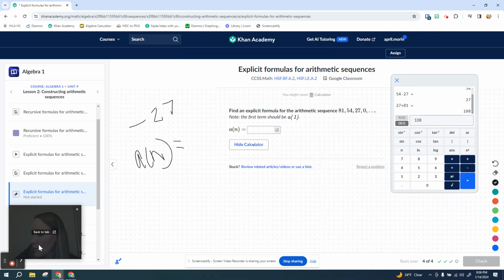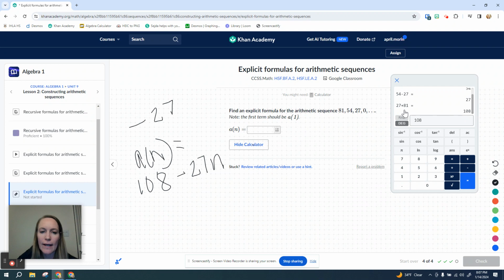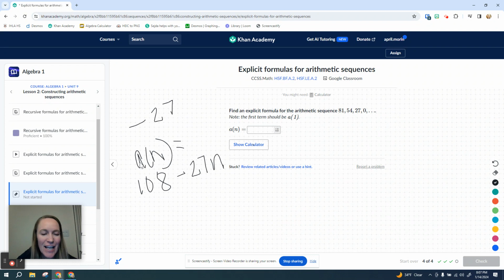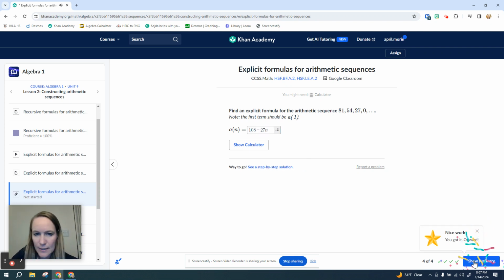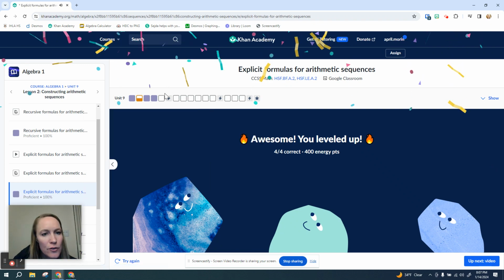108 here. I'm going to do 108 minus 27n. That way, if I plug in a of 1, I get 108 minus 27, which equals 81. So I'm going to see if Khan Academy will like my formula. So a of n equals 108 minus 27n. Okay, let's see. Does it like that formula? Yes. All right. Square number 4 done.